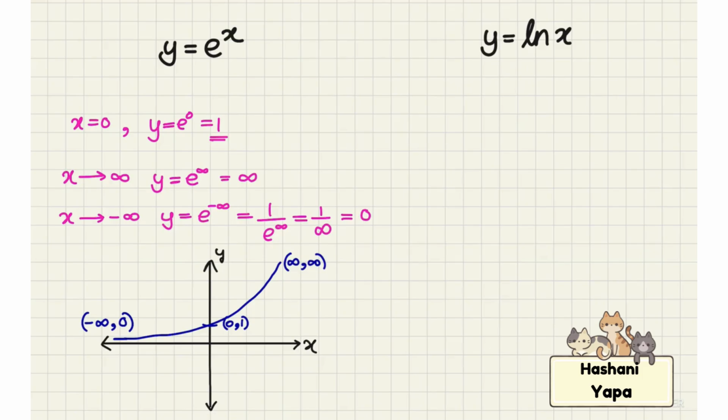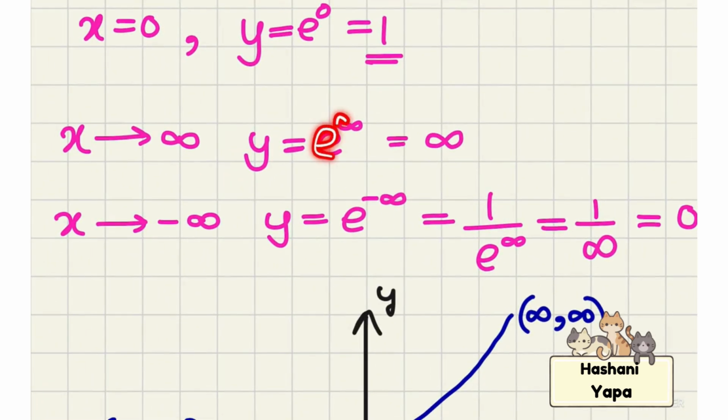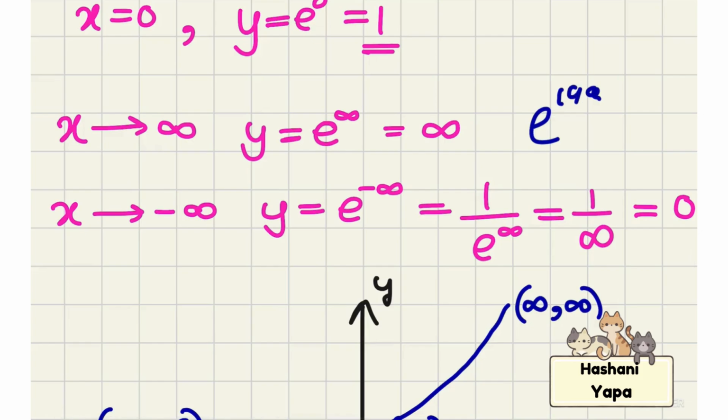I'll repeat again. We found when x equals 0, how much was y? And y became 1, because anything to the power 0 is always 1. We found the two coordinates when x equals infinity and negative infinity. So when x is plus infinity, e to the power infinity is equal to a very large number. You can input e to the power a very large number into the calculator, and it will give you a large number.